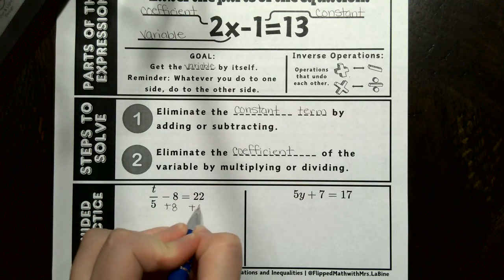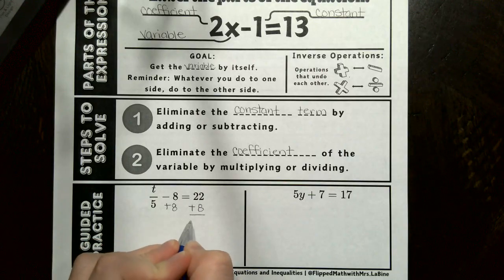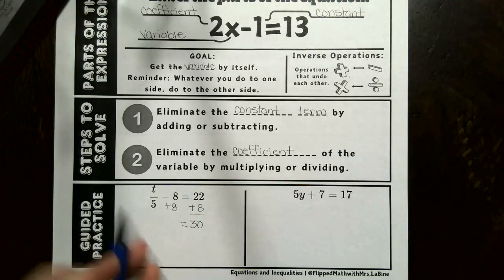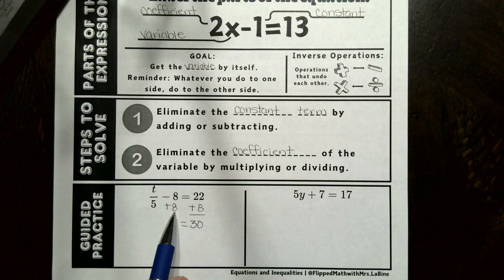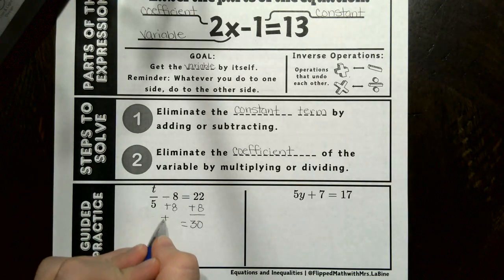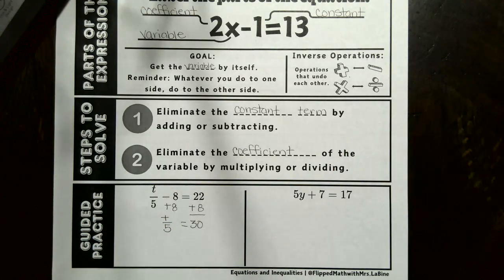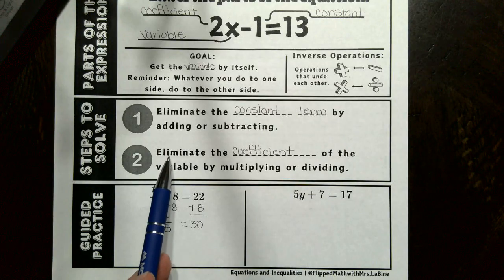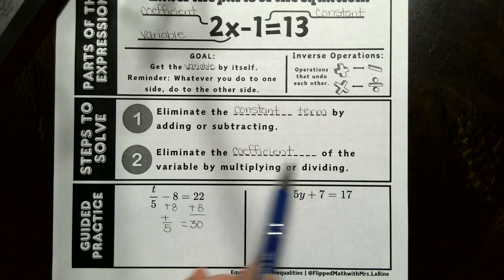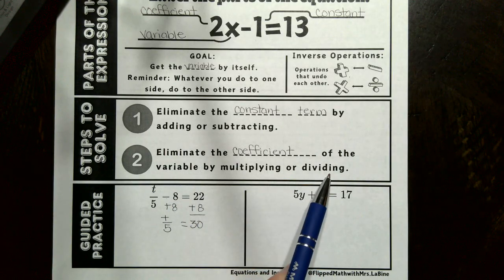So I'm going to add 8 to both sides. 22 plus 8 is 30. If I have a negative 8 and I add 8, it becomes 0, right? So then I only have t over 5 left. Now I'm on to step 2: eliminate the coefficient of the variable by multiplying or dividing.